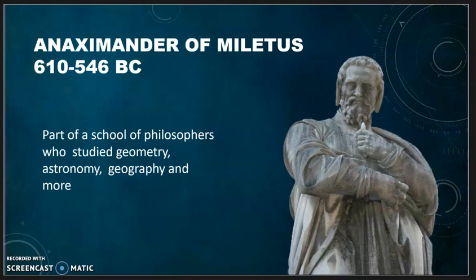So here is Anaximander of Miletus. He was around from around 610 to 546 BC, and he was a part of a school of philosophers who studied geometry, astronomy, geography, and more. And I just want you to take a look at how important and smug he looks before we see his rendition of the shape of the Earth.